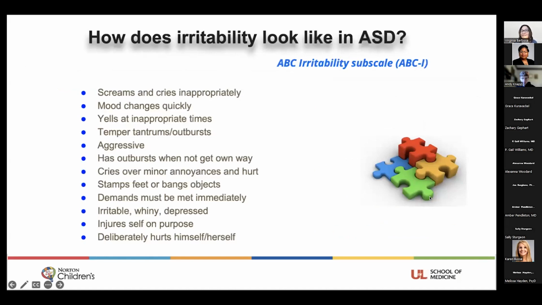Dr. Kuravako already mentioned the ABC checklist. For most clinical trials, the ABC irritability subscale is what is used to measure the response to treatment for irritability. This is the list of what is included in the ABC-I subscale: screaming and frequent mood changes, temper tantrums, aggressive behaviors, difficulties with crying, stomping, and demanding things immediately.